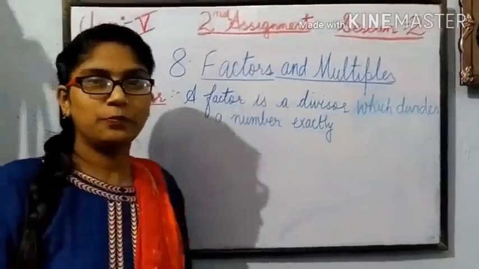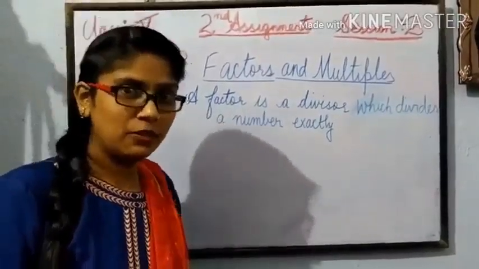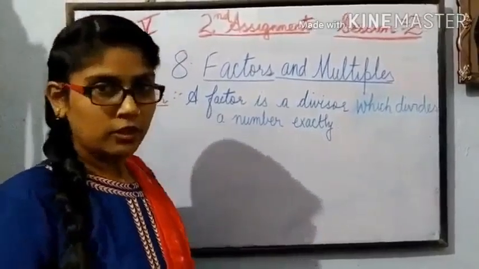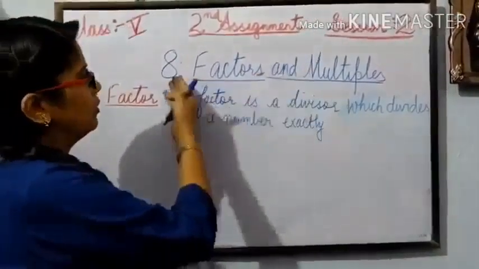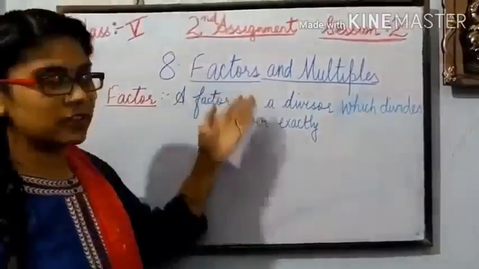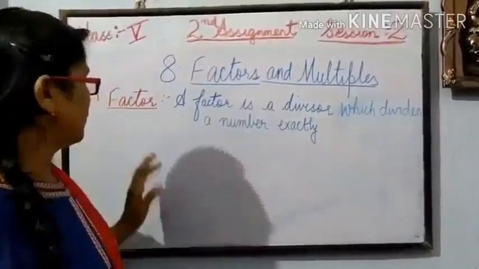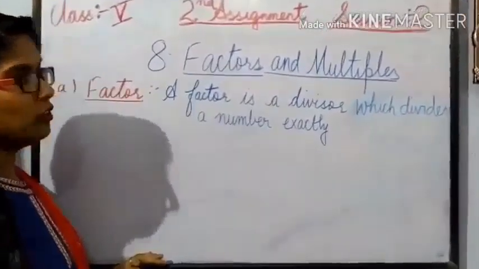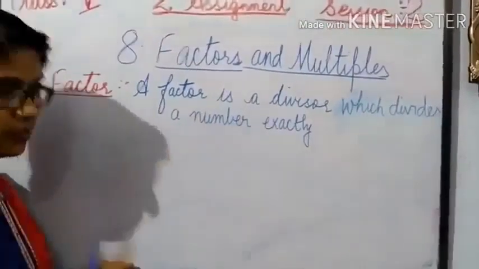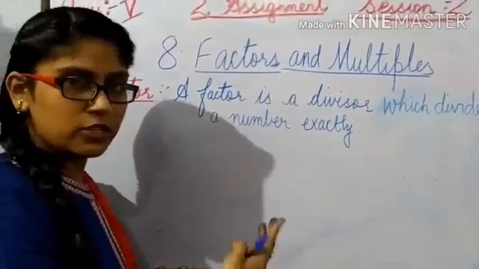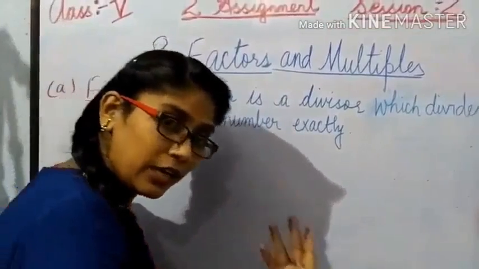Good morning children. Welcome to the second assignment, session second. In this session, our next chapter is factors and multiples. So what is a factor? A factor is a divisor which divides a number exactly, or you can say completely.